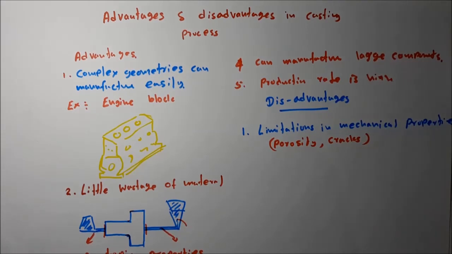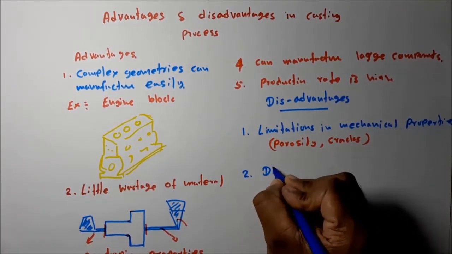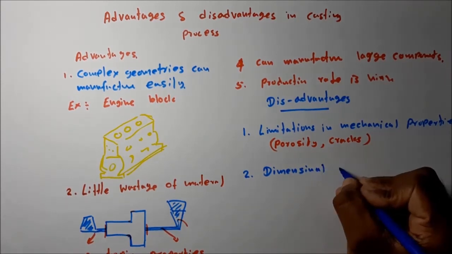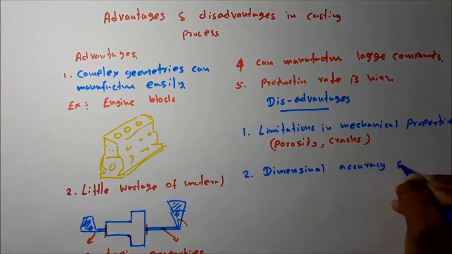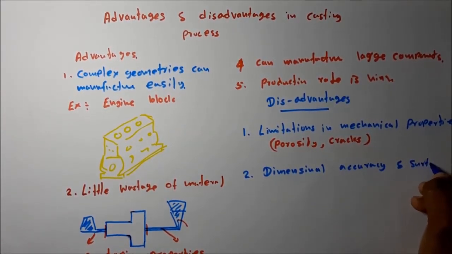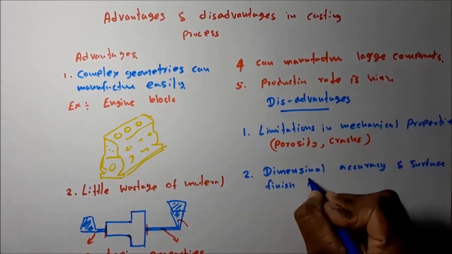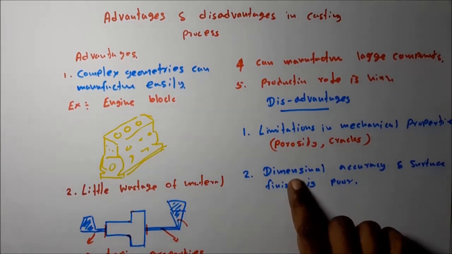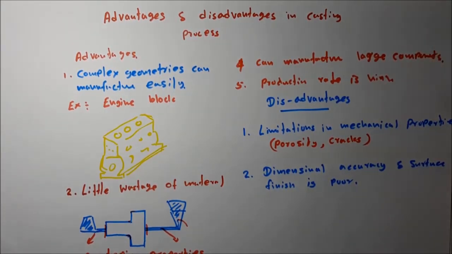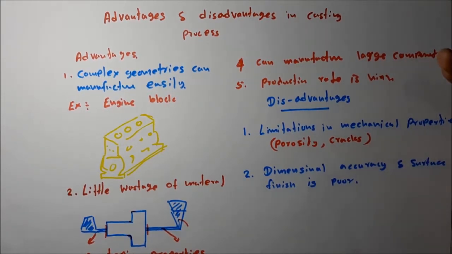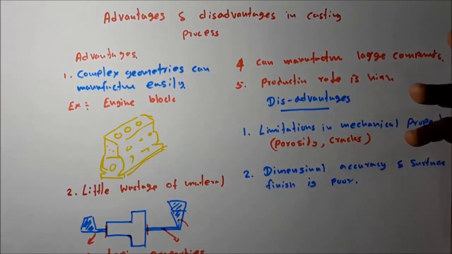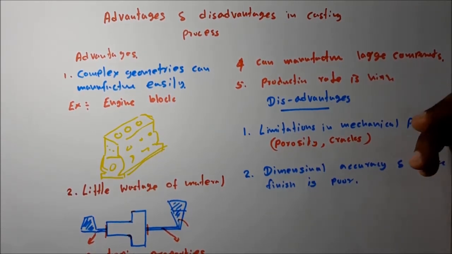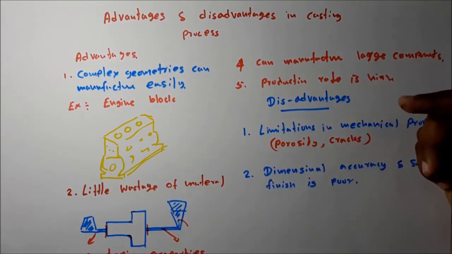Secondly, in most casting operations, the dimensional accuracy and the surface finish are poor. Especially in sand casting, the main casting method, we can't obtain smooth surfaces or the exact dimensions. Essentially, we need machining operations to get the required surface finish and dimensions.